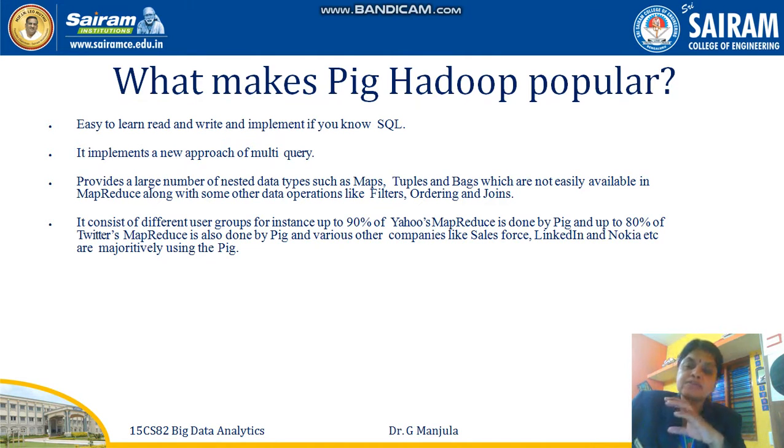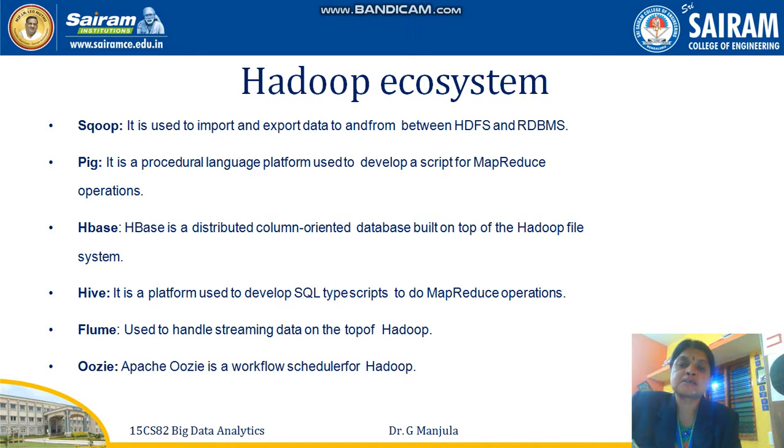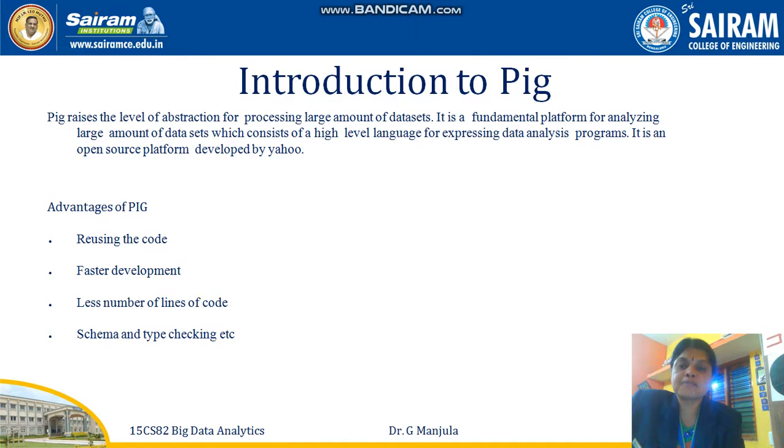It has different user groups. For instance, up to 90% of Yahoo's MapReduce is done by Pig, and up to 80% of Twitter's MapReduce is also done by Pig. So Pig is majorly used, 80 to 90%, in these two companies. Various other companies like Salesforce, LinkedIn, and Nokia also use Pig operations, especially for importing and exporting. Let me just recall: Pig is a procedural language platform used to develop scripts for map operations.